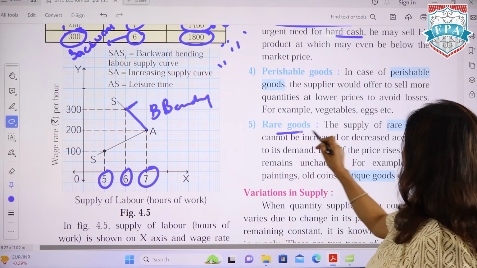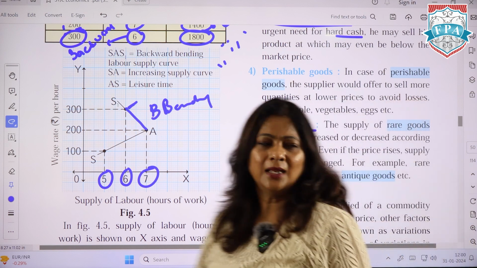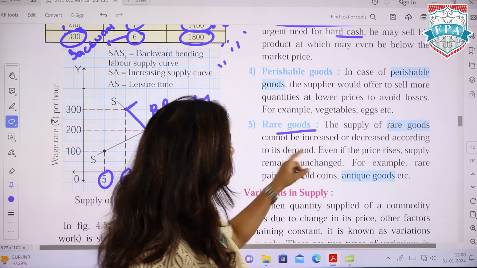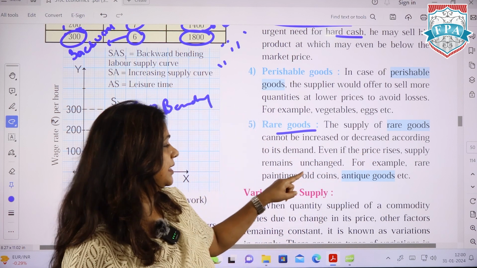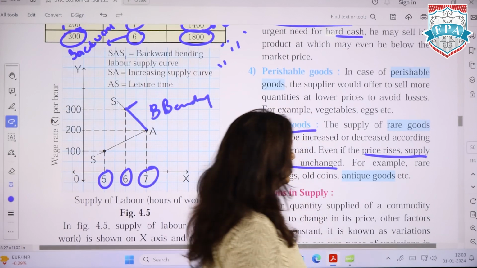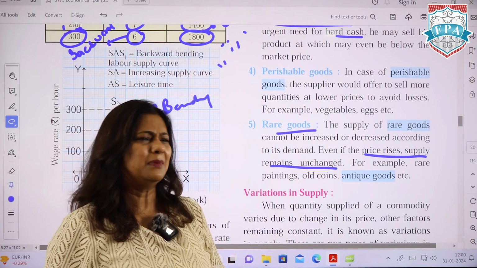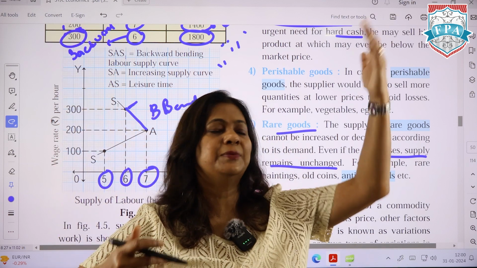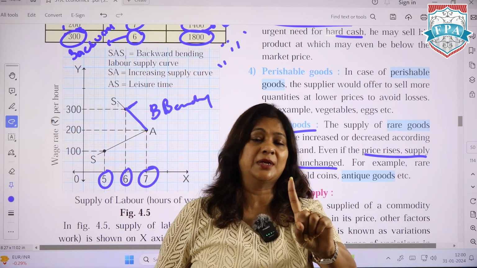Sometimes the goods are rare. So there, in case of rare goods, the supply of rare goods cannot be increased or decreased according to its demand. Even if the price rises, supply remains unchanged. For example, antique goods. उसका कोई relationship नहीं होता. आप antique goods में supply बढ़ा नहीं सकते हो if the price is going to be high. You have one of a product.